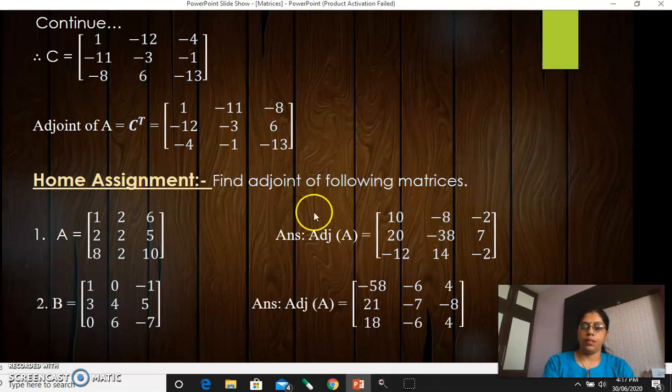So these are some examples. You can try these examples. The answers are also given here. If it is not clear, go through the video again and do the calculations yourself. Check whether the answers are correct or not. And do give me the feedback.